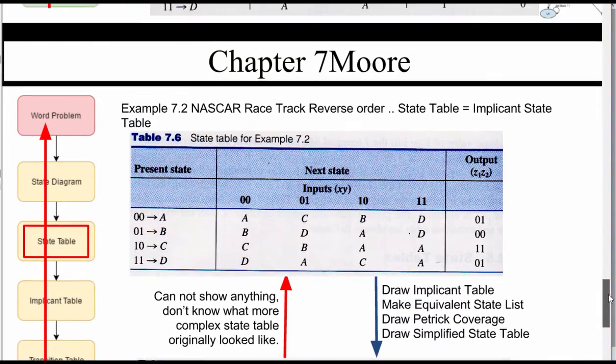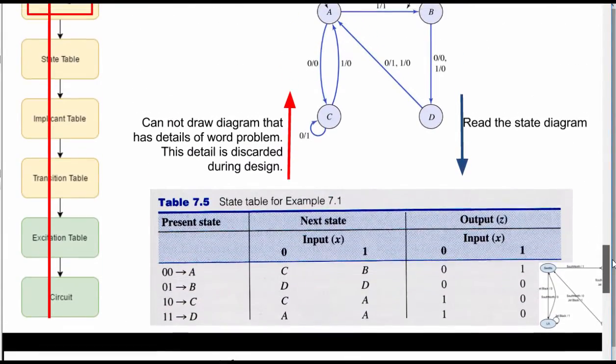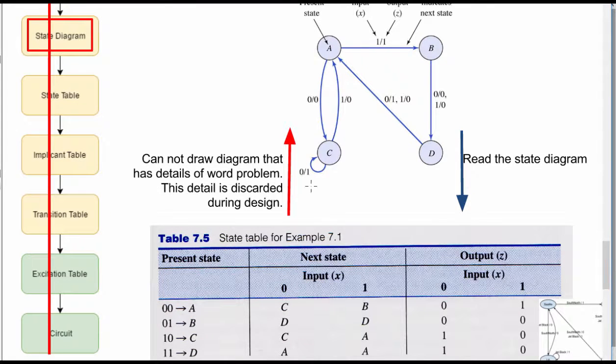Now the next step is to go from our state table to a state diagram. Well, obviously, this state diagram is going to be trivialized because we're working our way up reverse engineering. The word problem could be incredibly complex, and these would be names of places or people or events or motions or whatever the circuit's dealing with. And there's going to be a need to reduce this state table complexity when we go from the state table to the implicant table. But we can't see that in this reverse engineering process.